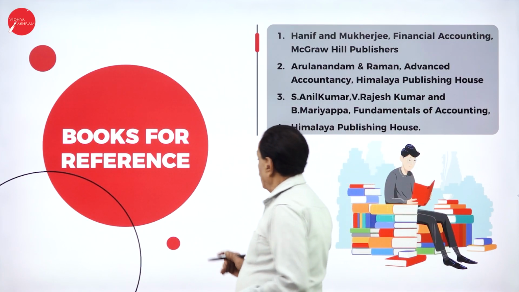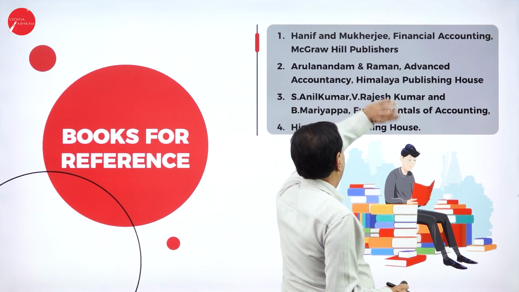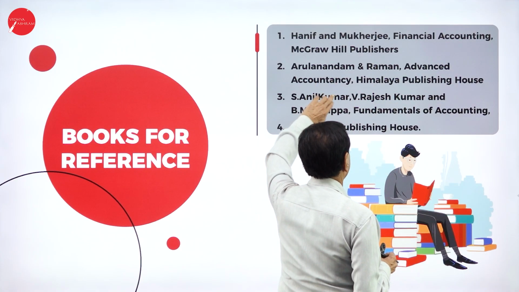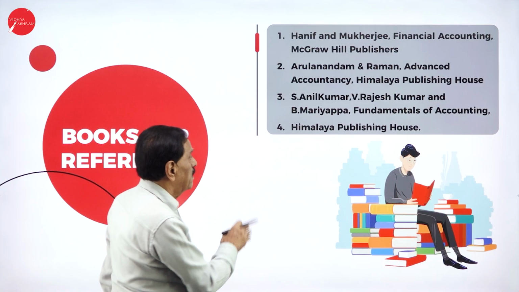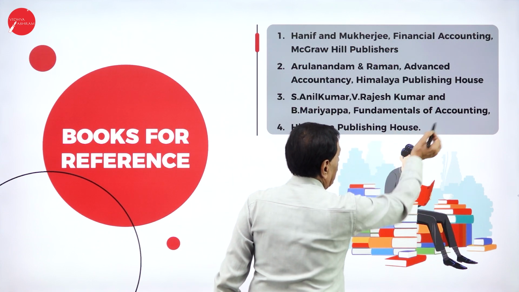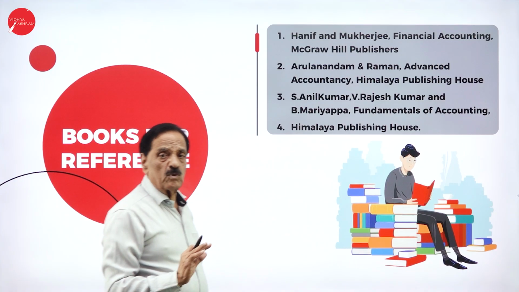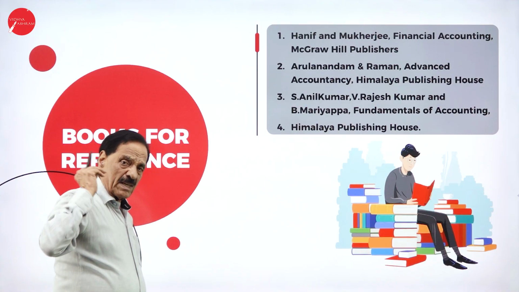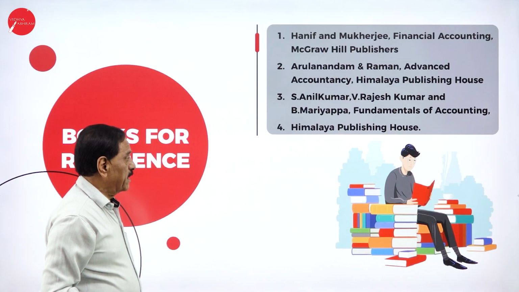Then books for reference. Hanif and Mukherjee, Financial Accounting, McGraw Hill Publishers. Arulanandan and Raman, Advanced Accountancy, Himalayan Publication House. S. Anil Kumar, B. Rajesh Kumar, and B. Mariappa, Fundamentals of Accounting, number 4, Himalayan Publication House. These are the books available. If you want, you can refer to the book, but we will do everything in the classroom. Better to refer to the books. If you have a doubt, you can ask the teacher.